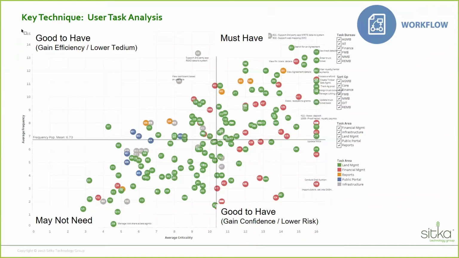The question that I have is regarding this slide. How do you prioritize, what process would an organization use to prioritize these into the must-have, good to have, or may not need? Which process would somebody follow?